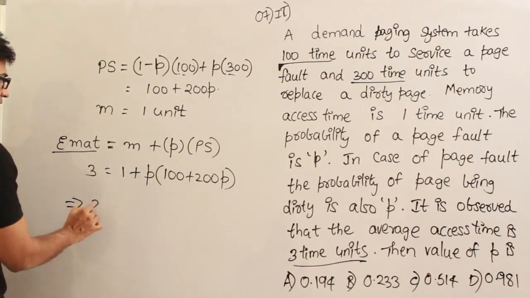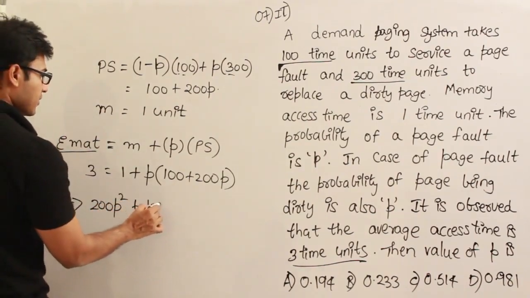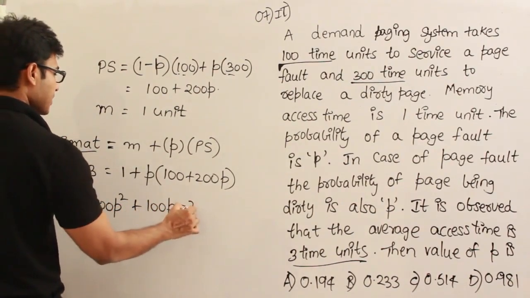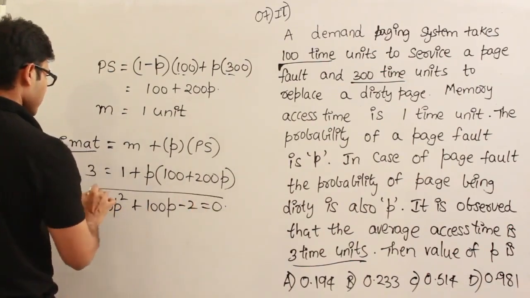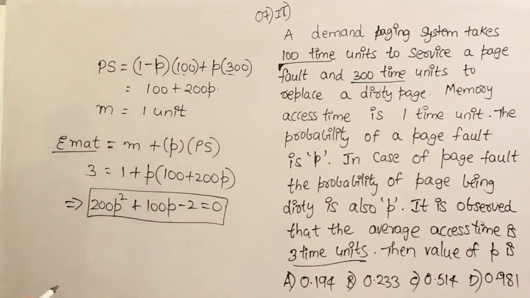Now what we get is 200p square plus 100p minus 2 equal to 0. So this is what we get. This is the equation we get. Now we have to solve this equation in order to get the value of P.